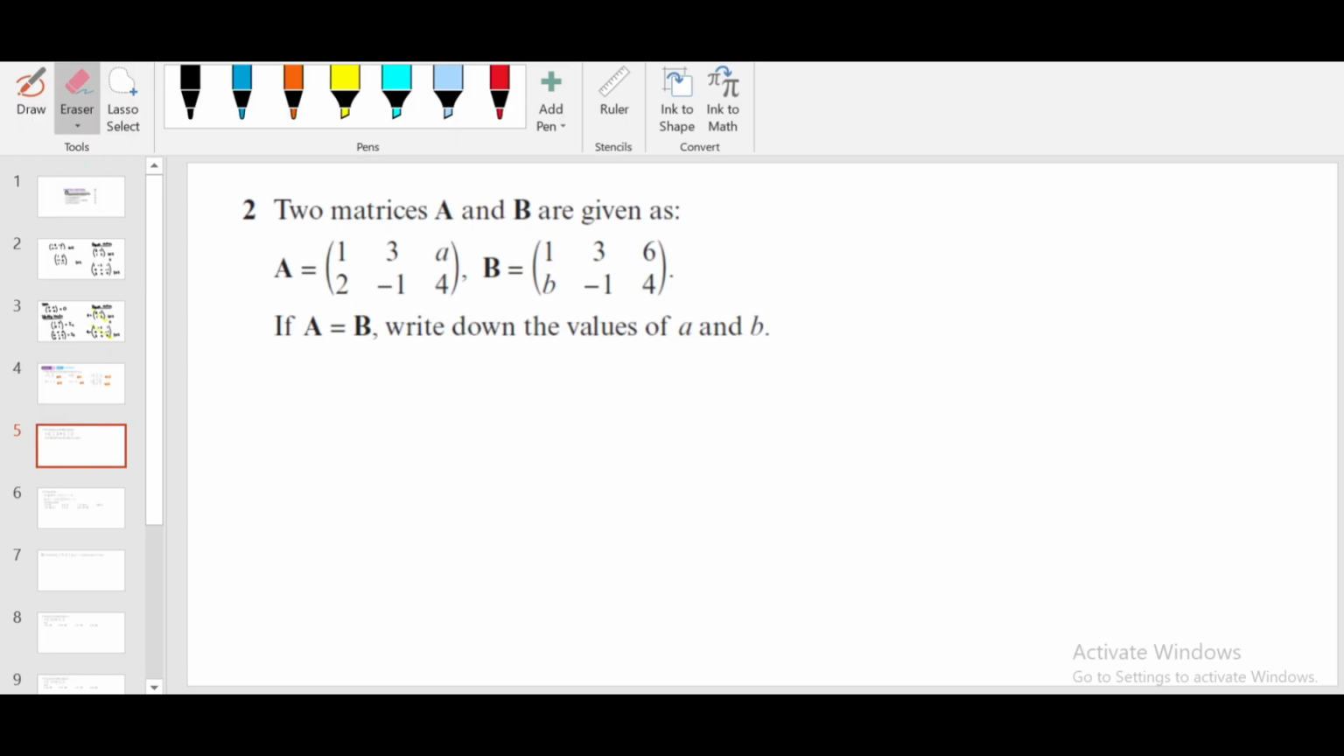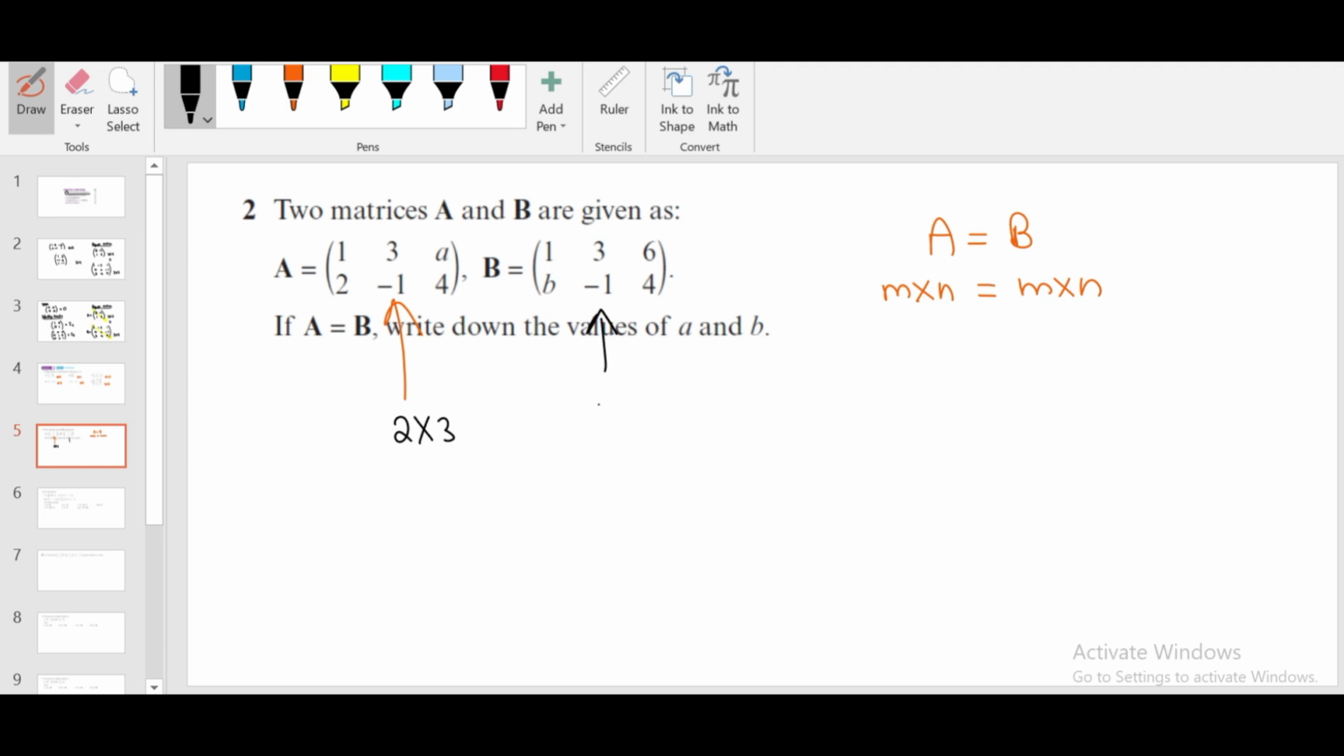Question number 2. If 2 matrices A and B are given, if A is equal to B, write down the values. It's very simple. If you want to say 2 matrices are equal, there are 2 conditions. Condition number 1, they must have the same order. Look at this matrix. This matrix has order 2 by 3. This also 2 by 3. That's the first condition.